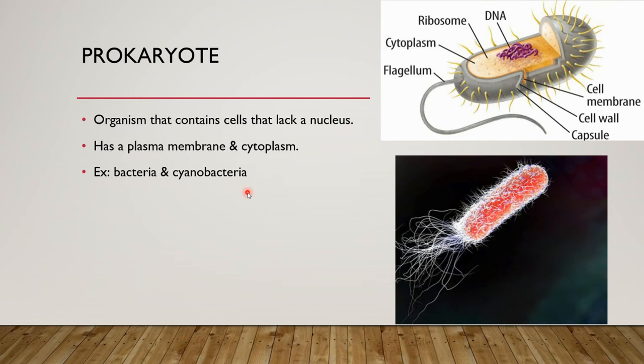Next is the word prokaryote. A prokaryote is just an organism that contains cells but has no nucleus. No nucleus. Pro means no. In a minute, you'll see that eukaryote, eu means true. A prokaryote has a plasma membrane and cytoplasm. An example of this would be bacteria and cyanobacteria. The issue is that there's just free floating DNA. Ribosomes and DNA are really the only things it has, and these are free floating in the cytoplasm of the prokaryote. So no membrane bound organelles and no nucleus.